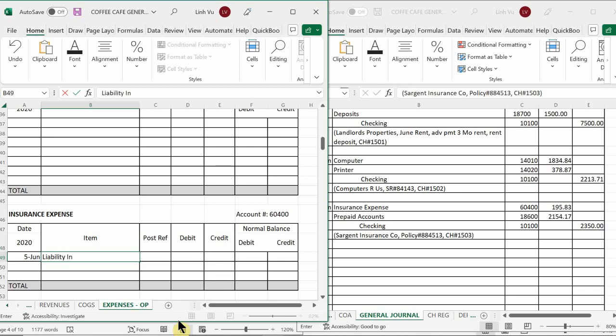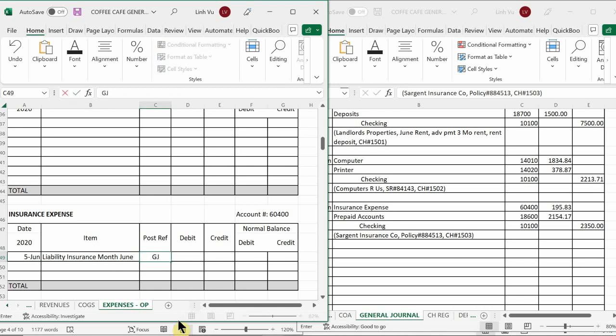Liability insurance, month of June. Since we said the expenses are for the current accounting period, in this case, we paid for the month of June. Okay.